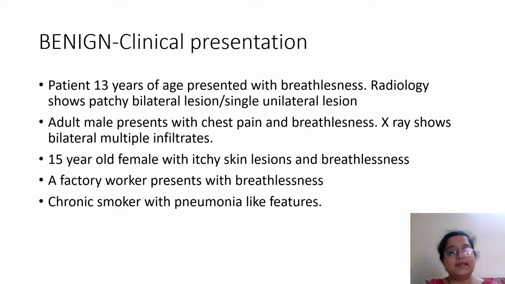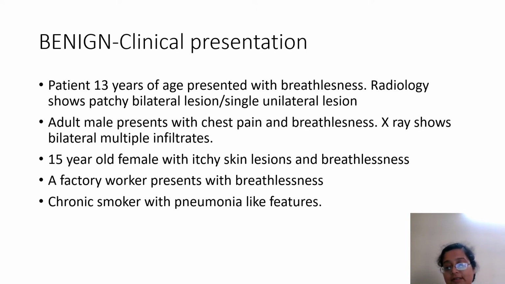In a benign case, a patient might come to the OPD with a spectrum of complaints. Say a young 13-year-old male or female with breathlessness and radiology showing patchy bilateral lesions or single unilateral lesions. It can be an adult male with chest pain and breathlessness with bilateral multiple infiltrates. Maybe a 15-year-old female with itchy skin lesions and breathlessness. A factory worker with breathlessness, a chronic smoker with pneumonia-like features. So this is an entire spectrum.